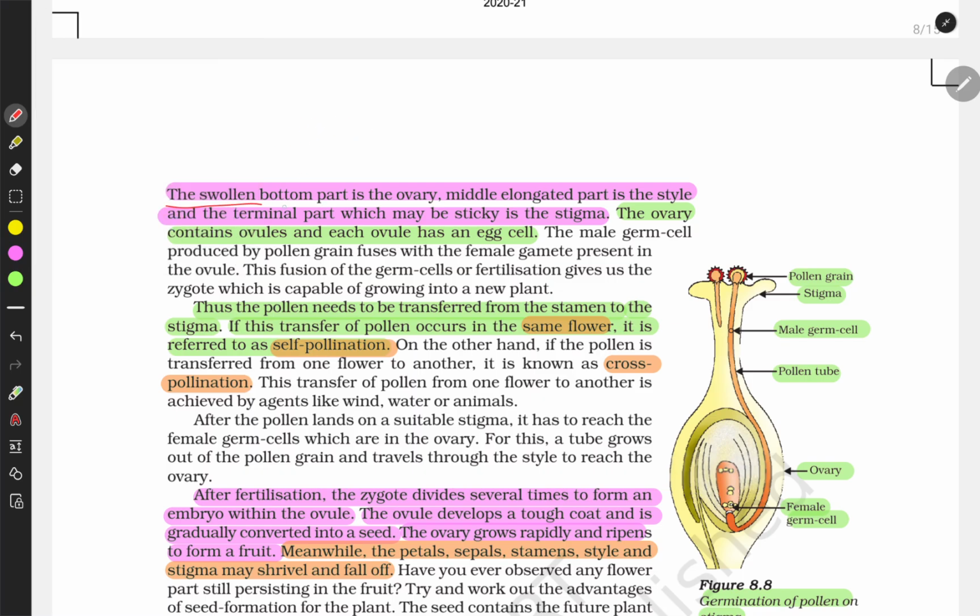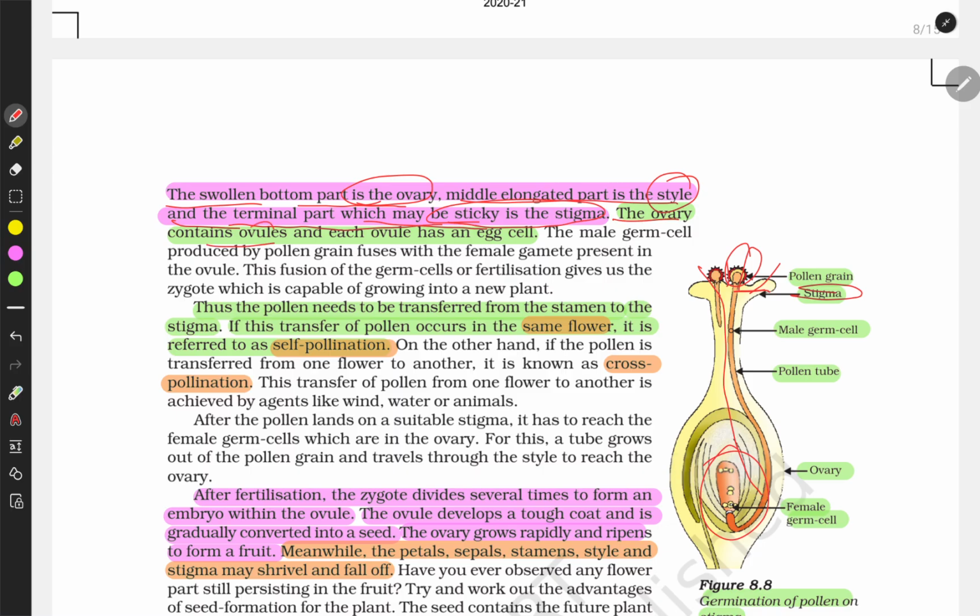The swollen bottom part is the ovary, and the middle elongated part is called the style. There is a terminal part which may be sticky, which is the stigma. This is the stigma, and it is also sticky. It can stick to anything, so the pollen can be attached to it.